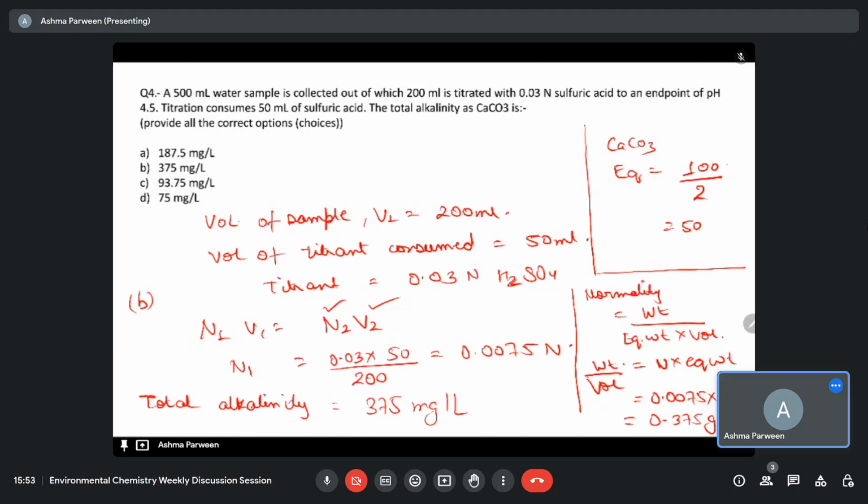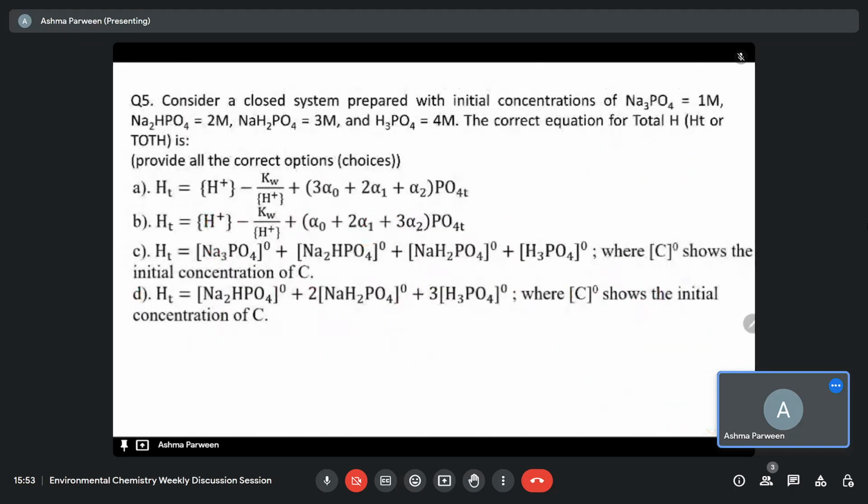So let's go to the next question. Consider a closed system prepared with initial concentrations of sodium phosphate, sodium biphosphate NaH2PO4, and phosphoric acid. The correct equation for total H is: we have to find the equation denoting the total concentration of H plus in the system. So we are adding four compounds to the system.